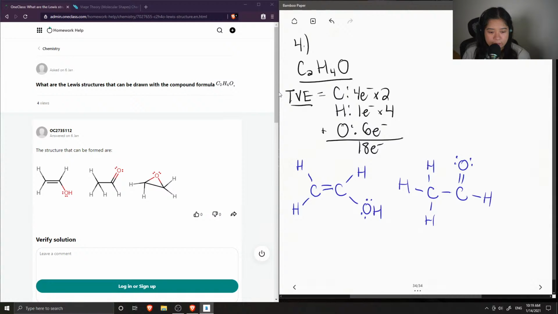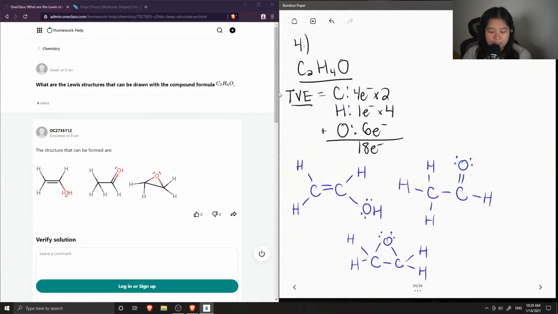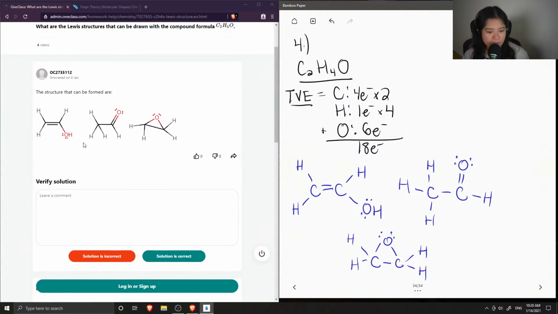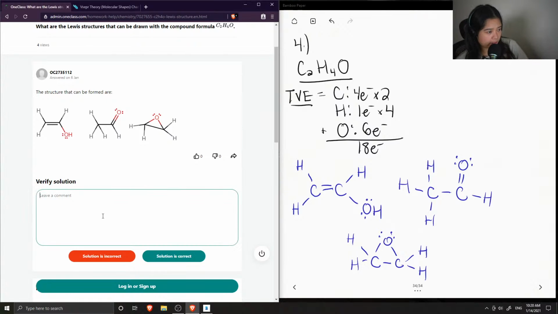And then lastly, we could have something like an epoxide, where the oxygen is singly bonded to 2 carbons, and then each of the carbons has 2 hydrogens. So this can also give 18 electrons with the same compound formula. And if we see what the junior tutor said, they said the same 3 structures. So this solution is correct.